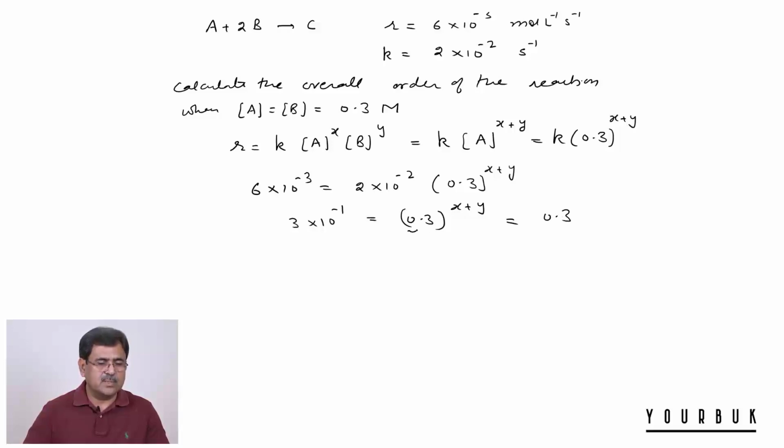Now again, the base is the same, so you compare the exponents. It means the overall order of the reaction, X plus Y, is equal to 1. So this is a first order reaction, but we don't know the order of the reaction with respect to A or with respect to B. So this is about the order of a chemical reaction.